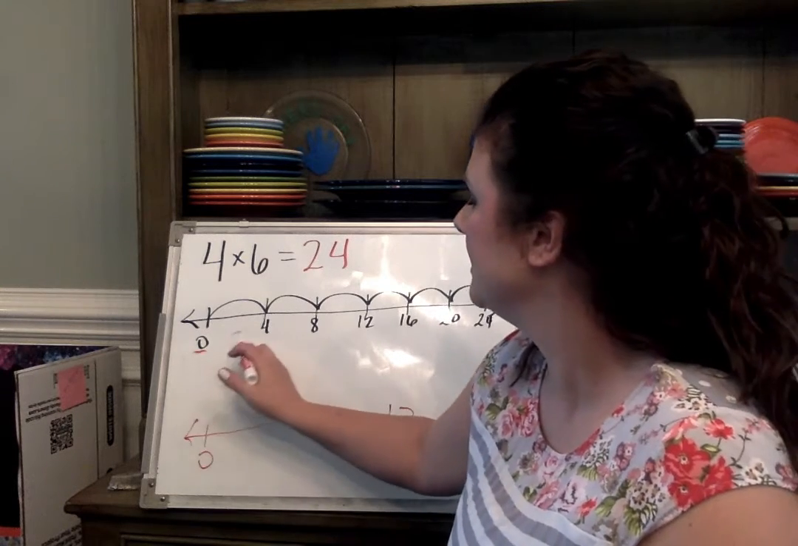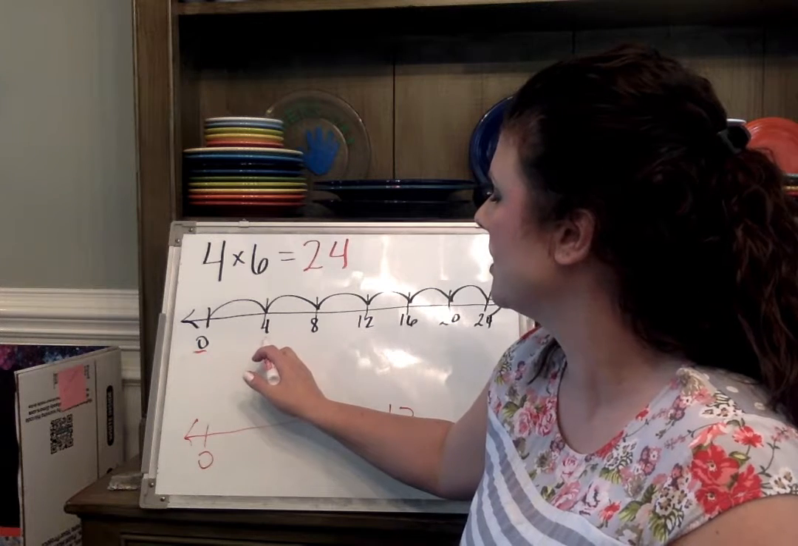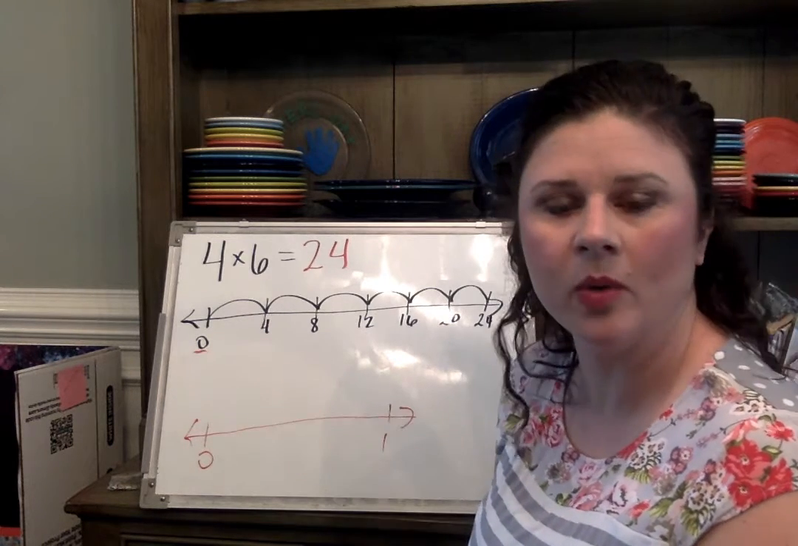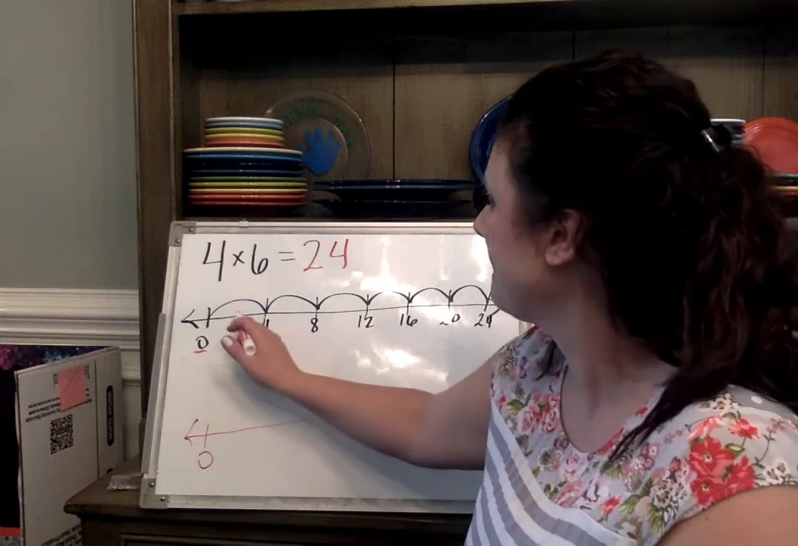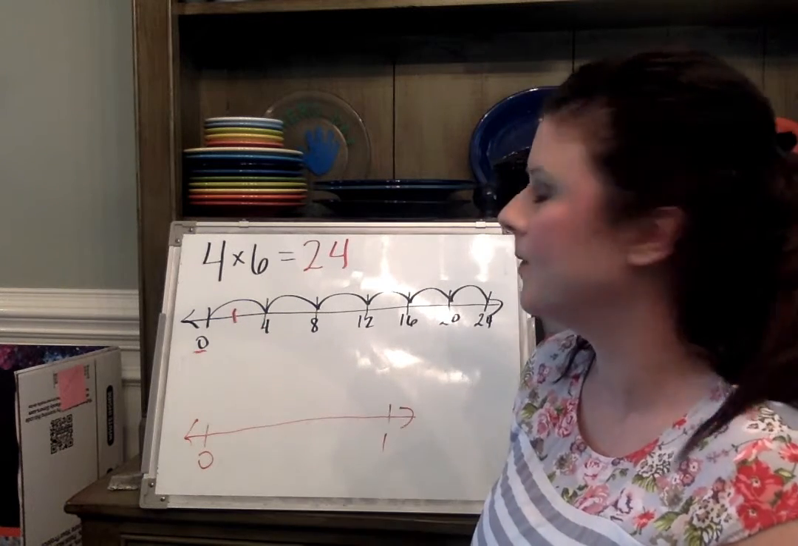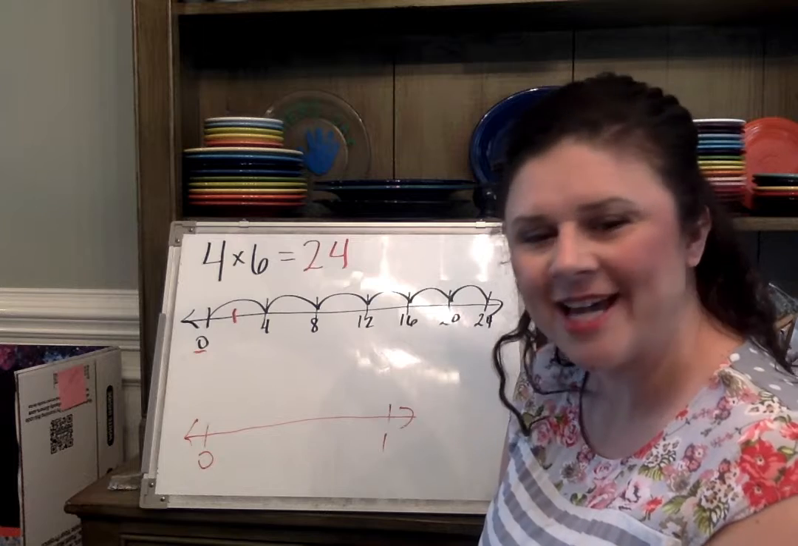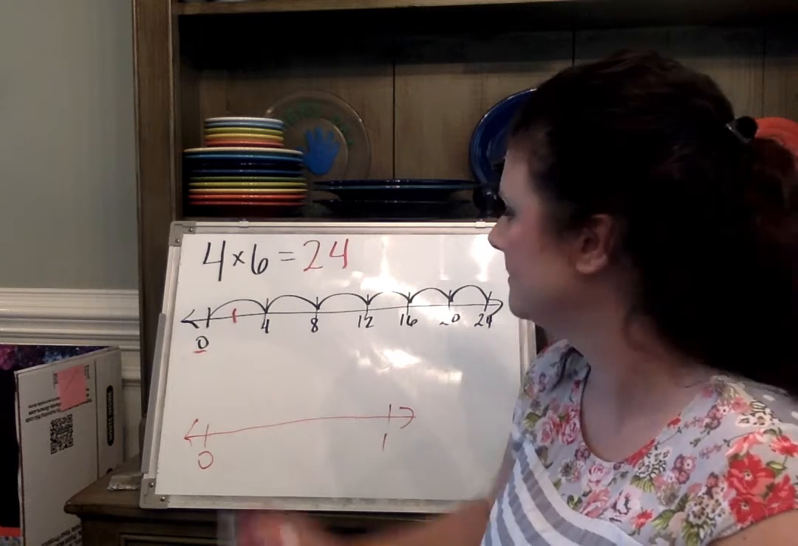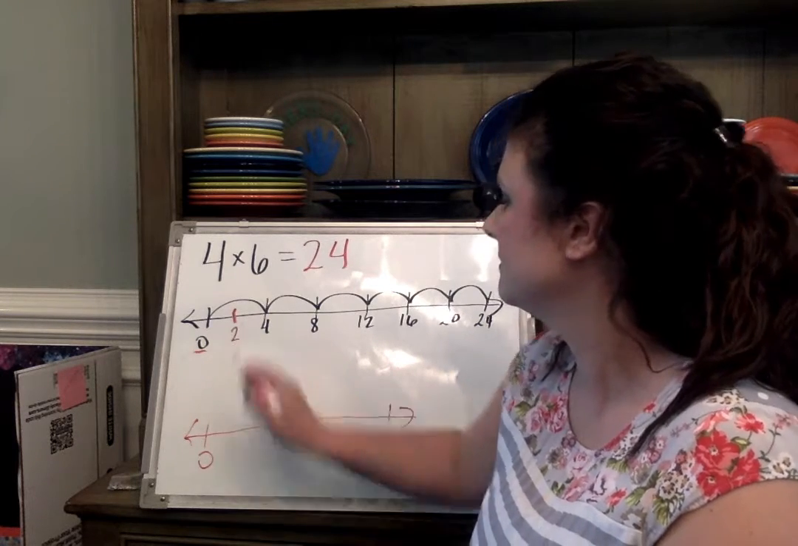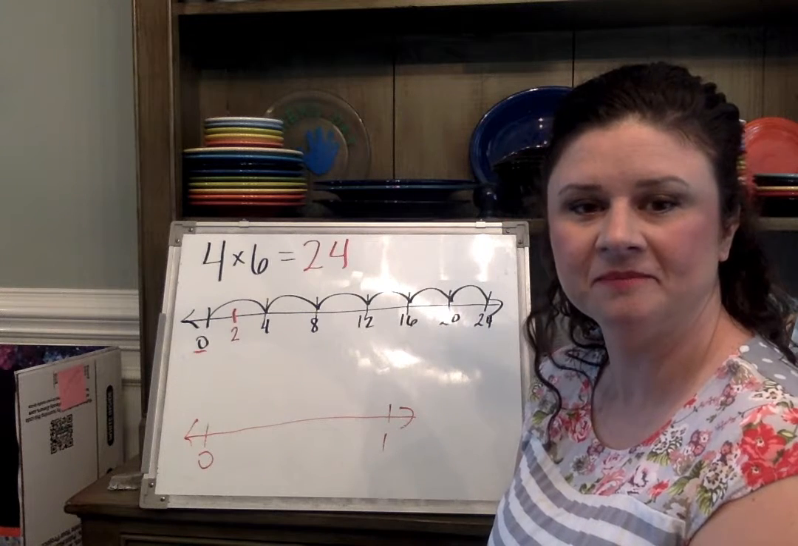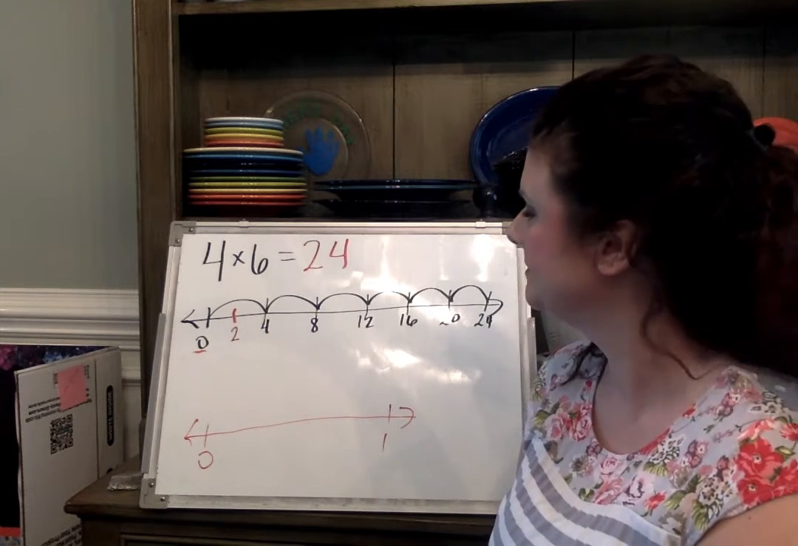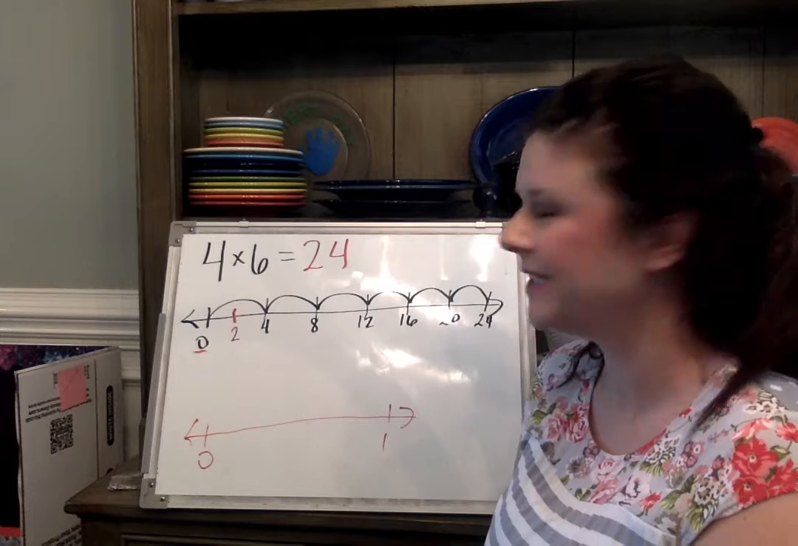This would be 4. Between 0 and 4, what would be the halfway point? Would it be half? What's half of 4? 2. That's not even a fraction.